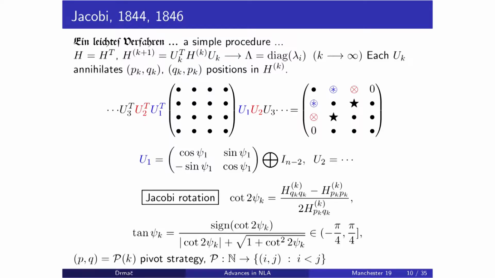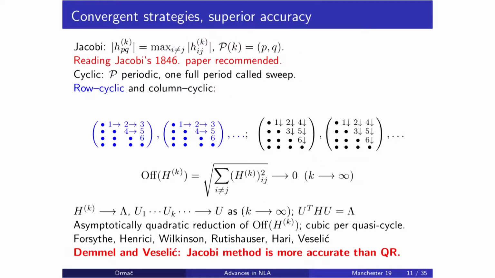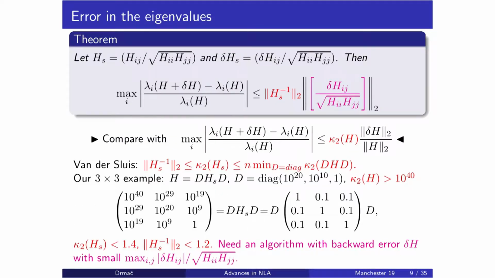A simple method, very old: Jacobi's method. It applies a sequence of orthogonal transformations to the left and to the right. Somehow it keeps eating the off-diagonal entries and feeding the diagonal. So in the limit, the matrix will be diagonal, and the 1992 paper by Jim Demmel and Krešimir Veselić proved it is more accurate than QR, precisely in the sense that this is the condition number and not this. So this is a big difference.